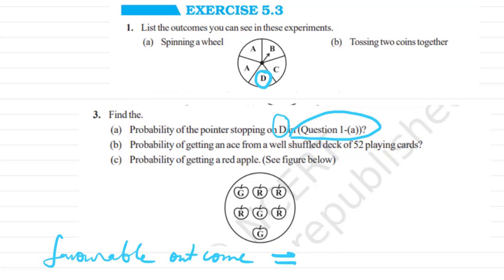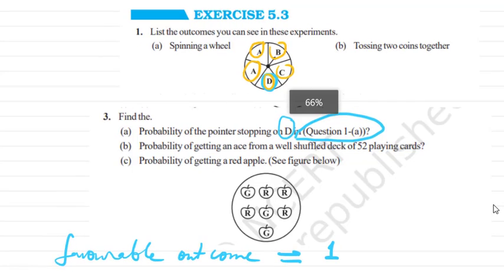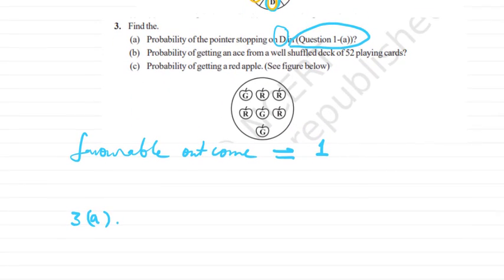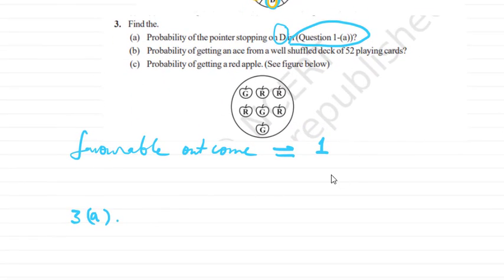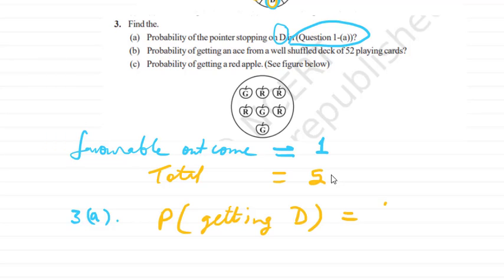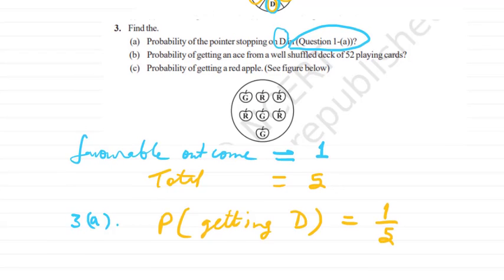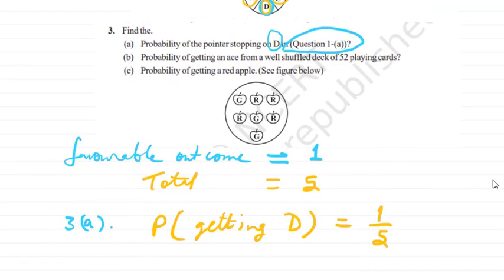So favorable outcome is only 1, and then you need to write the total outcome. So how many total outcomes do you have here? For the total you can count all the terms. So you have 1 2 3 4 and 5. So total we have 5. Okay, so if you want to find out the probability, then you will say the favorable outcome is 1 and the total outcomes are 5. So the probability of getting D will be how much? 1 by 5. And here you can write the formula favorable outcome divided by total outcome.